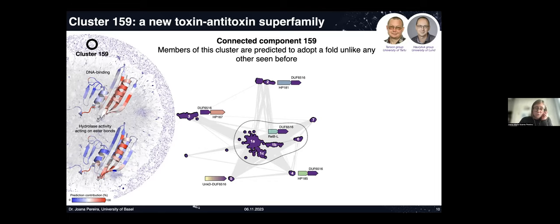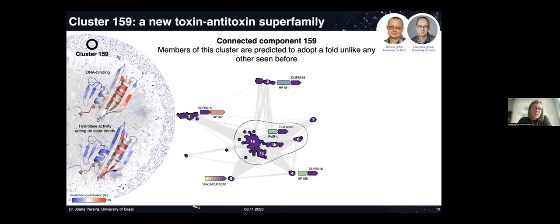And I got two different predictions using this method. One is DNA binding, and the residues in red are those that contributed the most to that prediction. And I also got a prediction of hydrolase activity acting on ester bonds, and the residues in red are those that contributed to that prediction. So this would suggest some kind of hydrolase activity over DNA or some kind of nucleic acid.